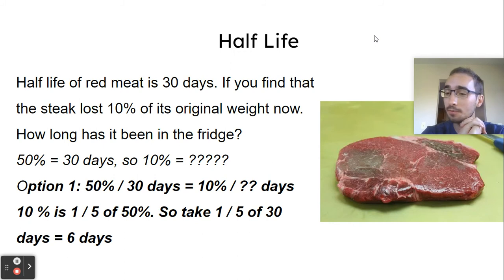Hopefully you noticed, there's a few ways you can do this. One of them is using proportions. So if you have 50% of it decay in 30 days, then you know that 10% equals blank days. So you could set up a proportion and cross multiply to figure out how many days, or you can use logic. So 10% is 1/5 of 50%. So you could take 1/5 of 30 days to get 6 days. So the meat is 6 days old. It's right on the cusp of being bad.